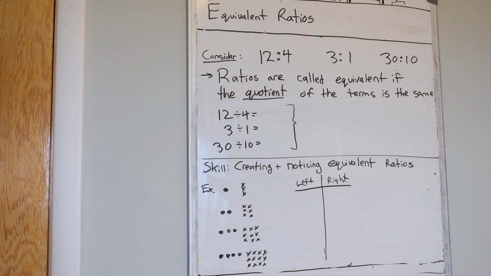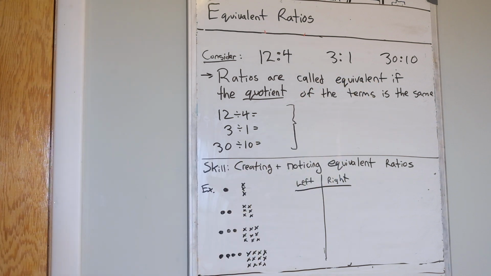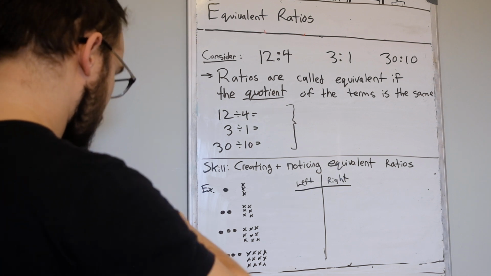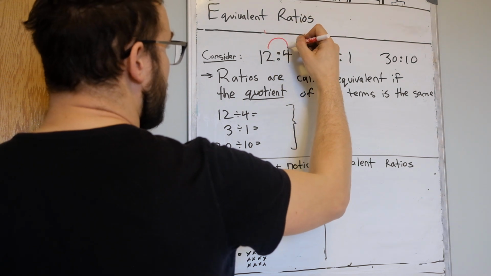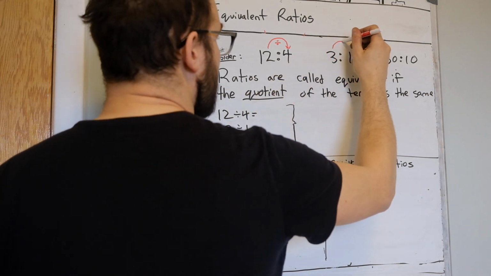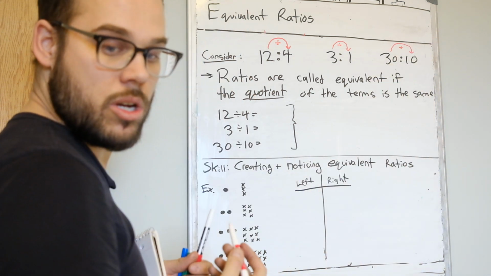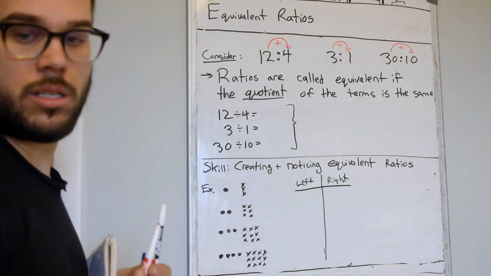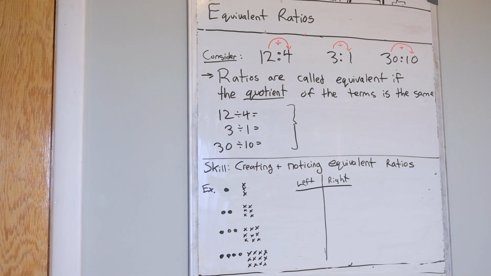We're going to notice something about these. But first, let's talk about the idea that ratios are called equivalent if the quotient of the terms is the same. That means that if we look at the relationship here by division, and we do the same with these other ratios, we should see that they have the same quotient.